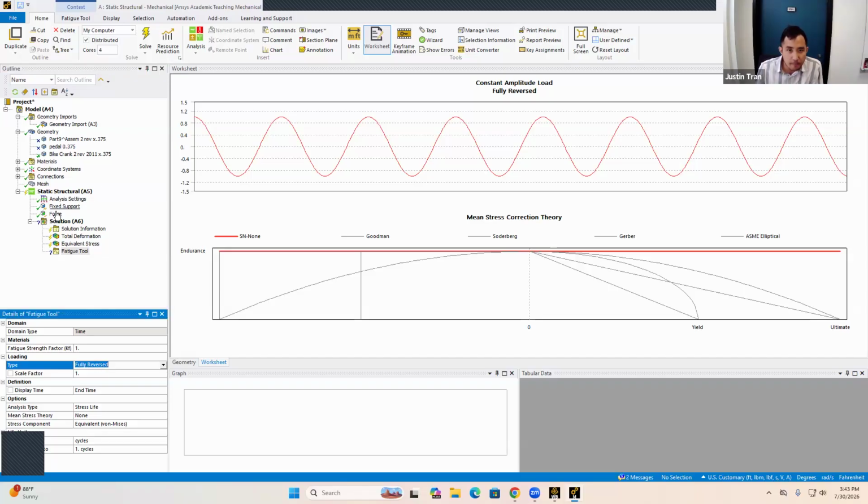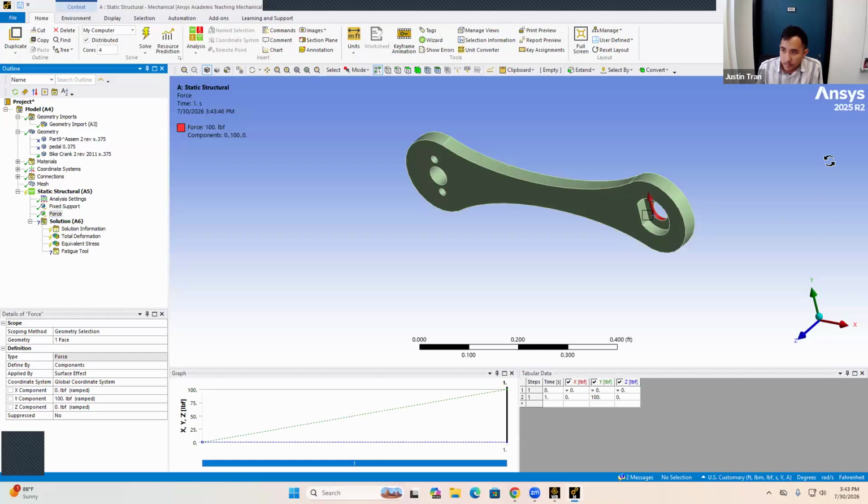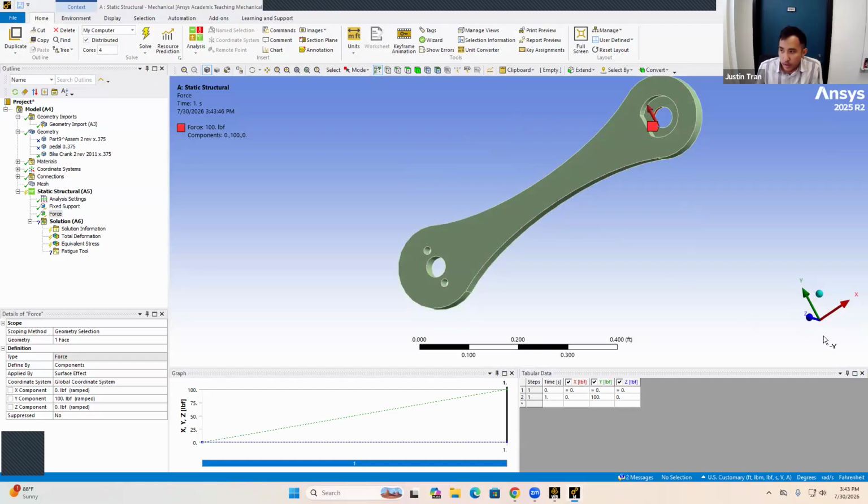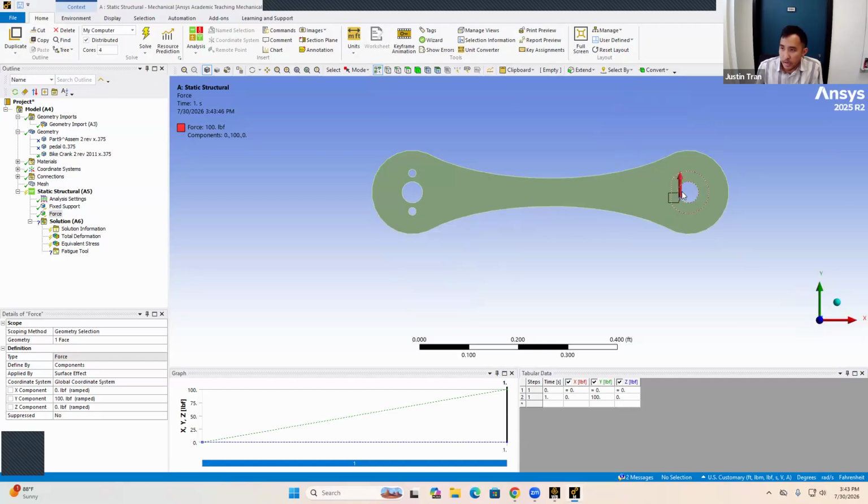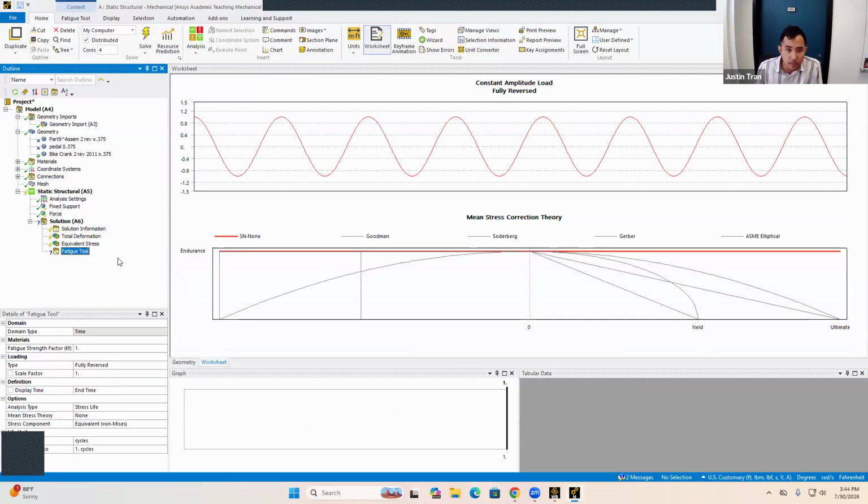What that means is, our load right now is going in the positive Y direction. Fully reversed means that in order for a load cycle to complete, we're going to specify 100 pounds in one direction, then gradually change it to the other direction. As the force line goes up and then back to neutral, that's one cycle. That's called a fully reversed loading cycle, so the loading direction actually changes direction.